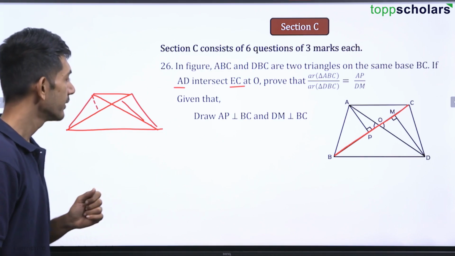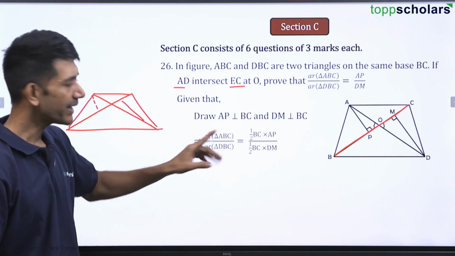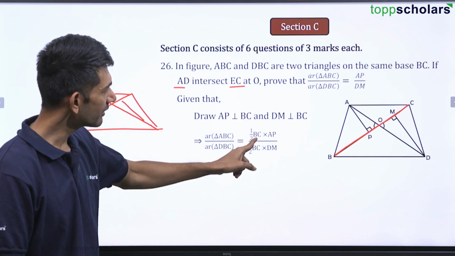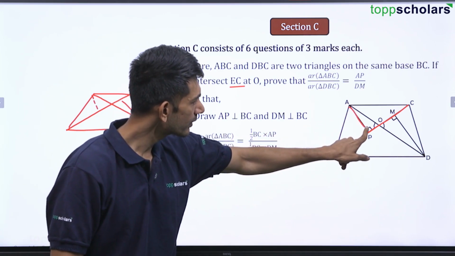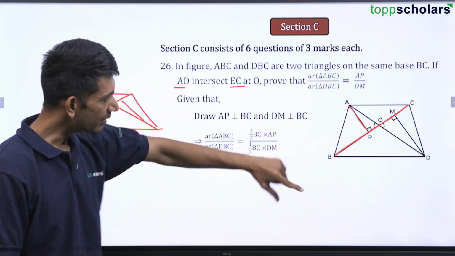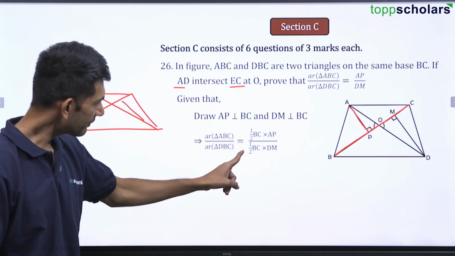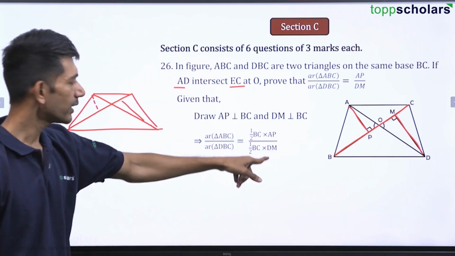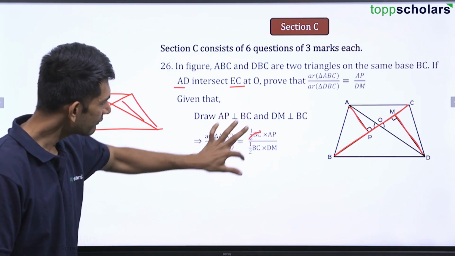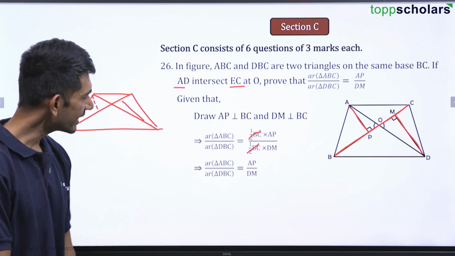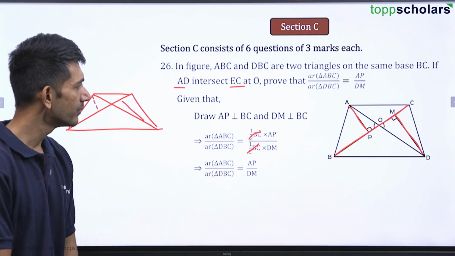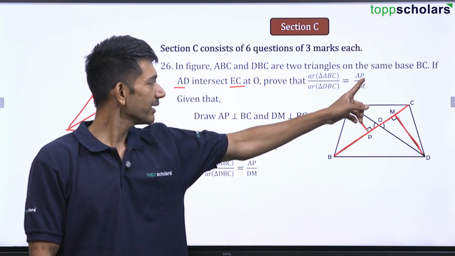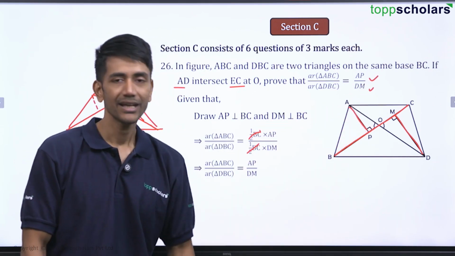Now what will be area of triangle ABC by area of triangle DBC? Area of triangle is given by half into base into height. So half into base is BC, into height is AP. For the lower triangle, the base remains the same. So half into BC into height is DM. So we'll write down DM there. Now can I say half BC will get cancelled. Once I cancel this, I get area of triangle ABC by area of triangle DBC is equal to AP by DM. And that is exactly what we are supposed to prove.